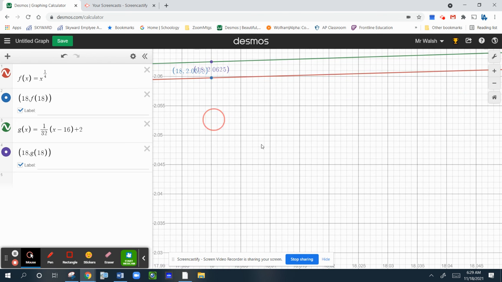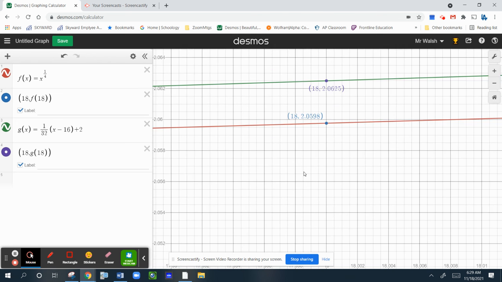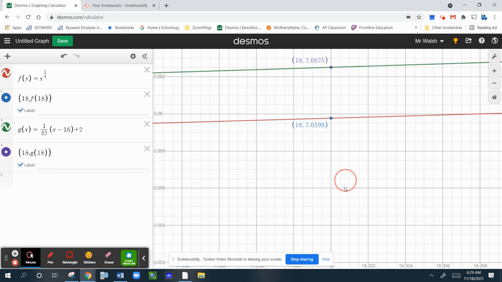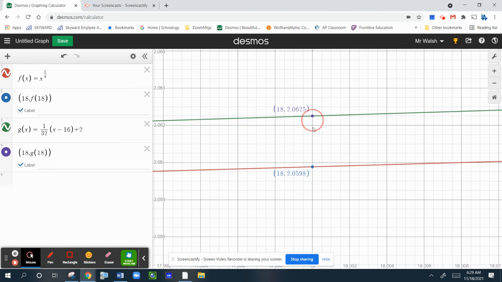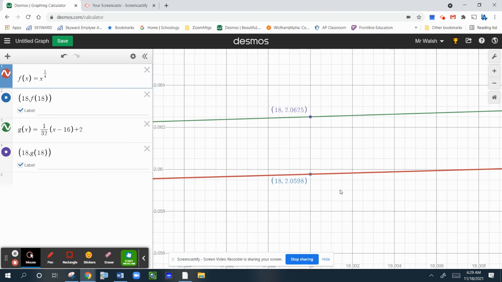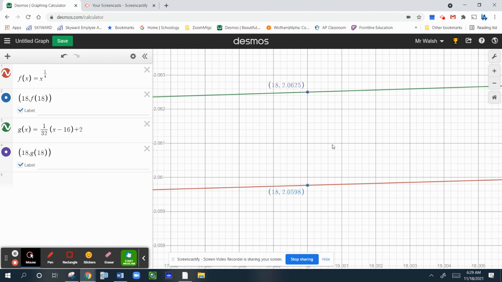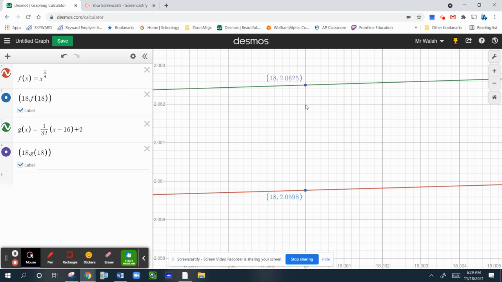Now, I like how the decimals are expanding. So remember, the green is the tangent line. The red is the original graph. And you can see how close they actually are. So that's the whole concept behind this. It's a little bit confusing at first, but if you really think about it, and that's what I want you to do, think about it, it's going to make a lot of sense, I hope.